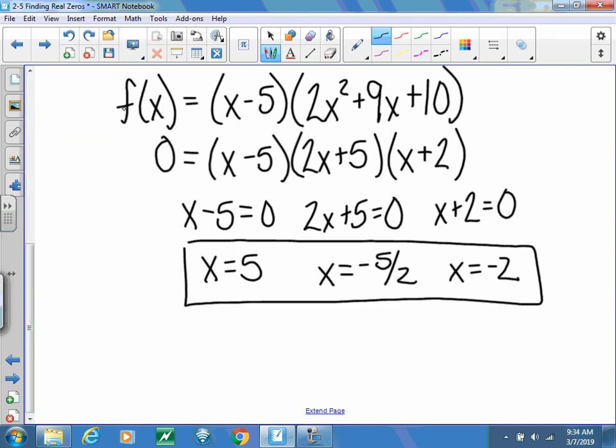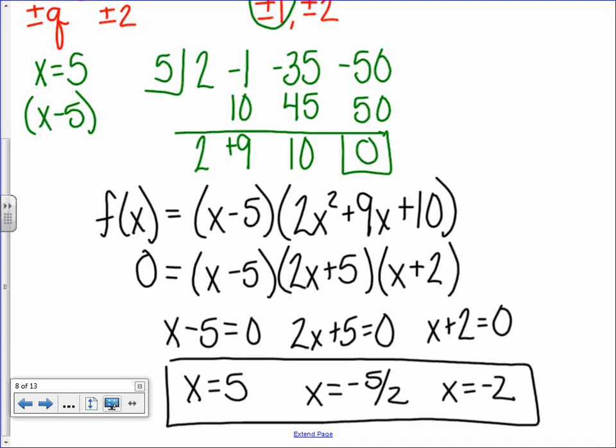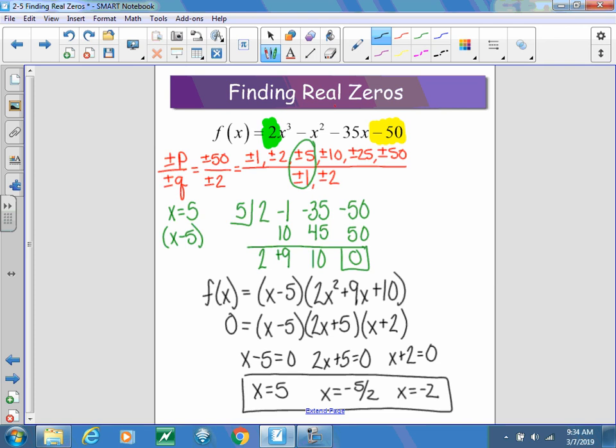All right, so I'm just going to do a full screen here. Not that, sorry. Full screen, entire page, that's what I want to look at.